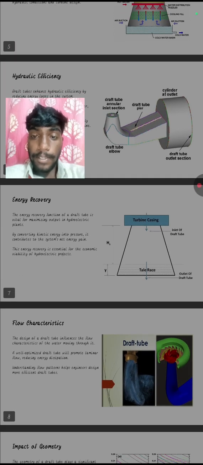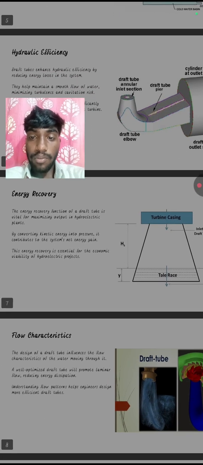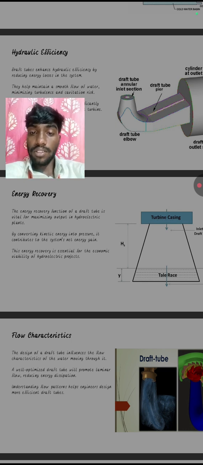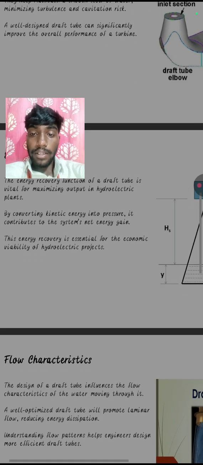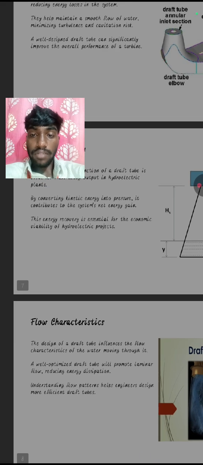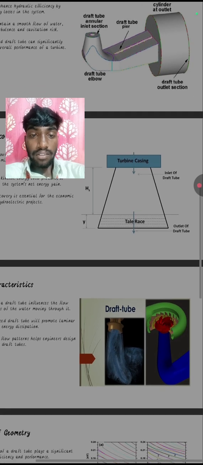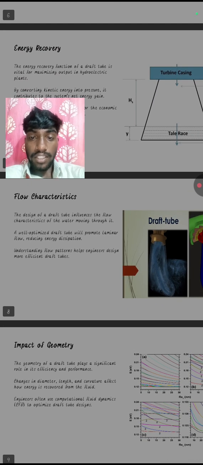Energy recovery. The energy recovery function of a draft tube is vital for maximizing output in hydroelectric plants. By converting kinetic energy into pressure, it contributes to the system's net energy gain. This energy recovery is essential for the economic viability of hydroelectric projects. Tailrace, inlet of draft tube. Flow characteristics of a draft tube.